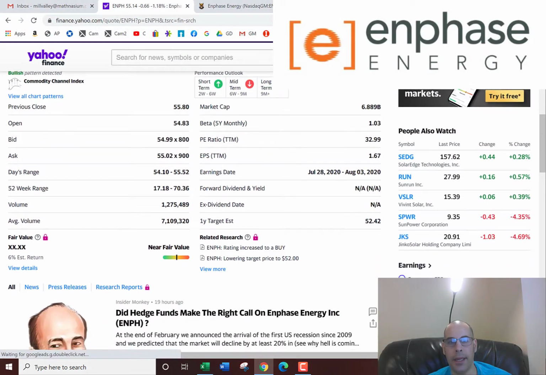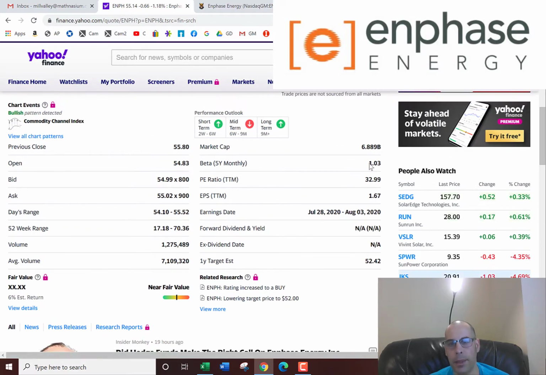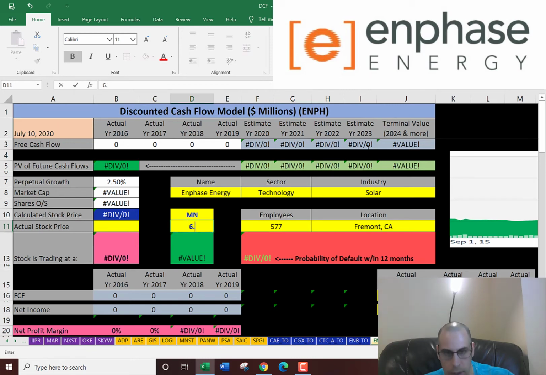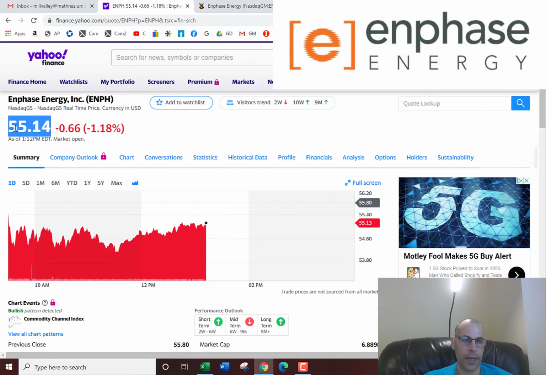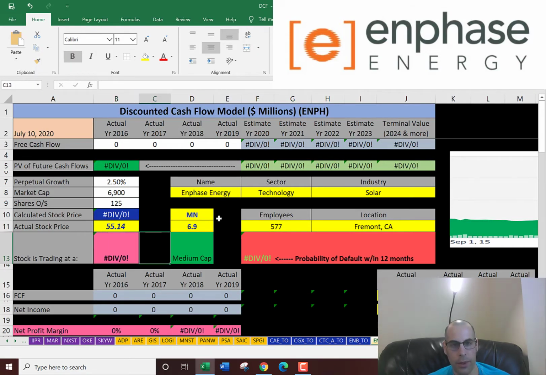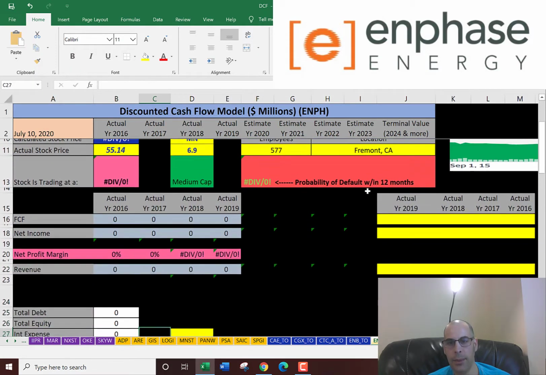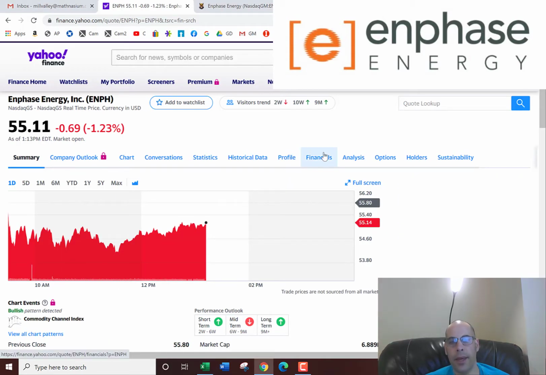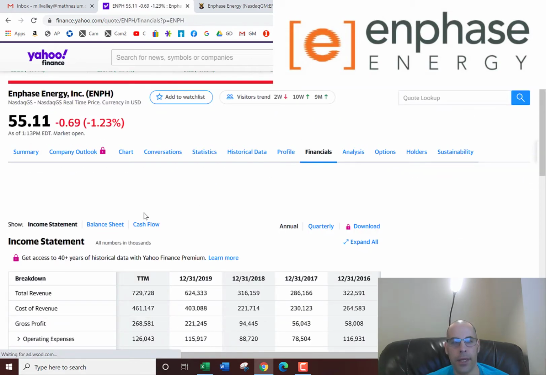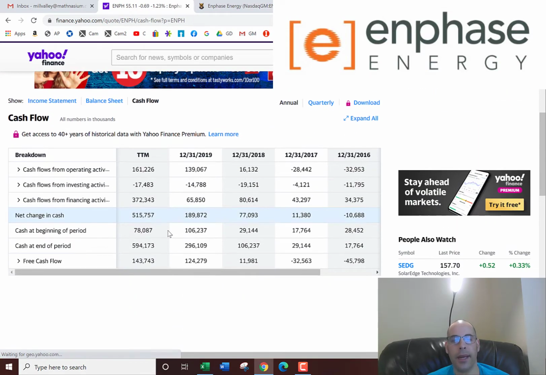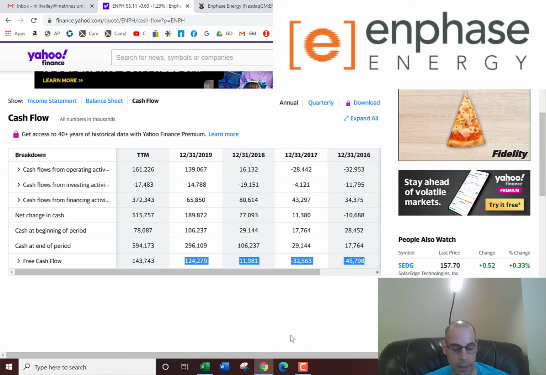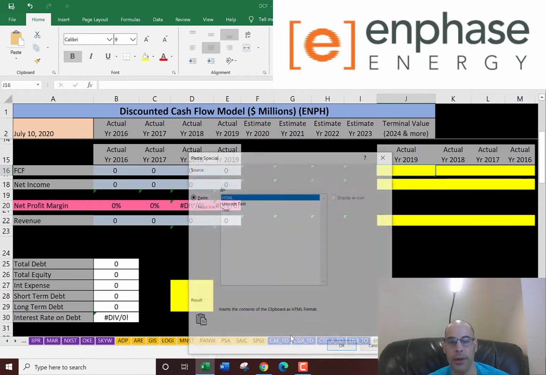So this company has a market cap of $6.9 billion. Let's see what they're trading at. They're trading at $55.14. So if you wanted to buy a share of stock, that's what it would cost. And now we need the free cash flows. Free cash flow is the cash that's remaining after paying your expenses. So if you're investing in a company, you'd want them to have positive free cash flow because you as the investor would like a return.